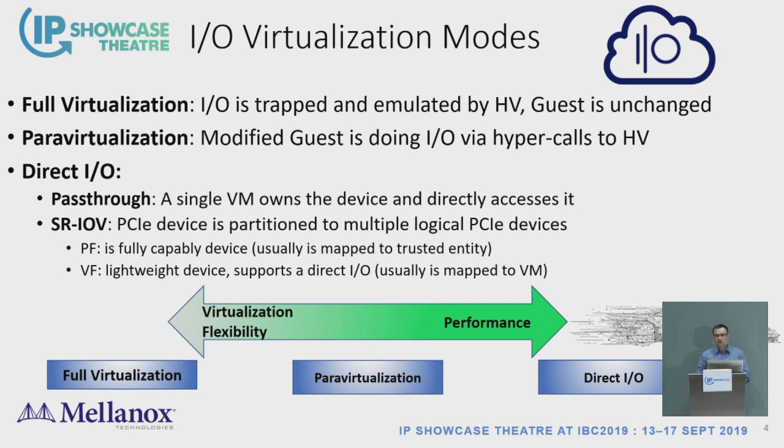In SR-IOV mode, we have a single PCIe device which is partitioned into multiple logical devices. We have a physical function, which allows to fully control the device. It is a fully capable PCIe device, and it is usually associated with a trusted entity, such as the host. And we have a virtual function, which is a lightweight PCIe function. It allows to do I/O, to send and receive packets directly by accessing the hardware, but it doesn't allow to fully control the device. And a virtual function is usually associated with a virtual machine. So in SR-IOV mode, we allow virtual machines to directly send and receive packets by directly accessing the device and get near native performance. At the same time, the same device can be used by multiple virtual machines.